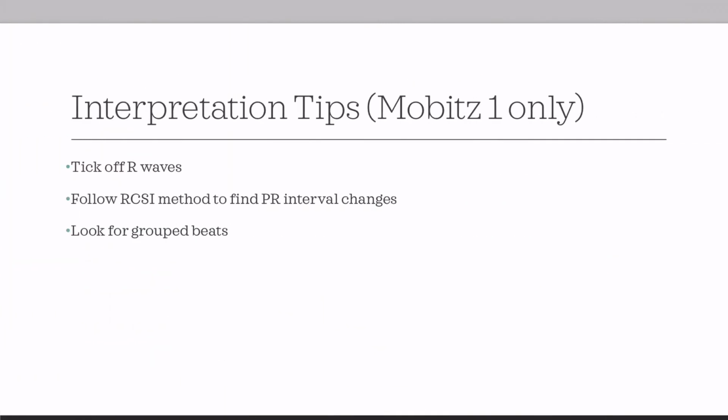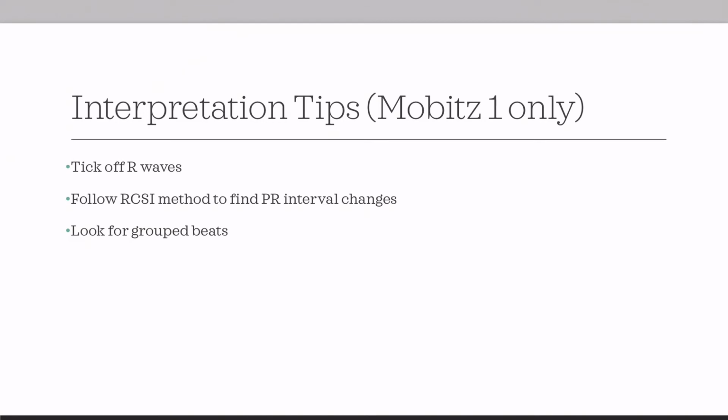So as far as interpretation tips goes, guys, we're focused on Mobitz type 1, Wenckebach here. And when you're going through, just make sure that you're ticking off your R waves, getting that other sheet of paper, doing about 3 and moving along, checking for regularity. And the big thing is you're going to look for grouped beats. That's going to be one of the biggest things that's helpful. And if you follow our 6-step method to interpretation, then you should be able to nail this one down.